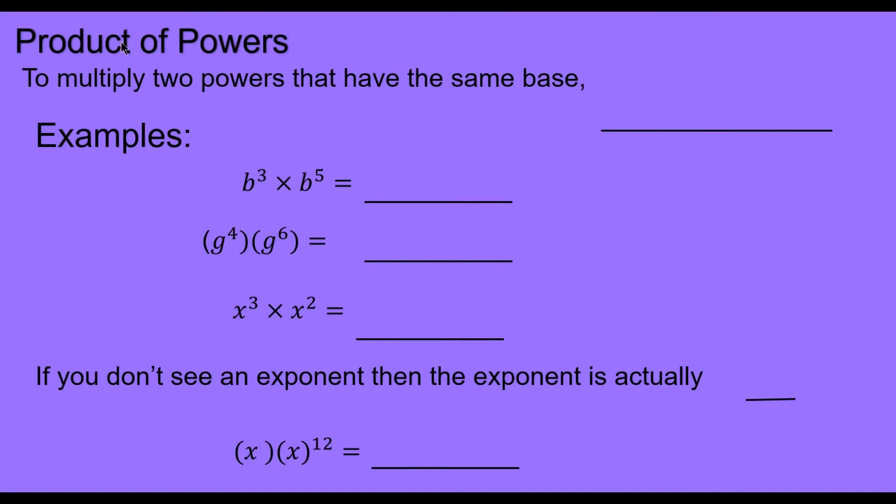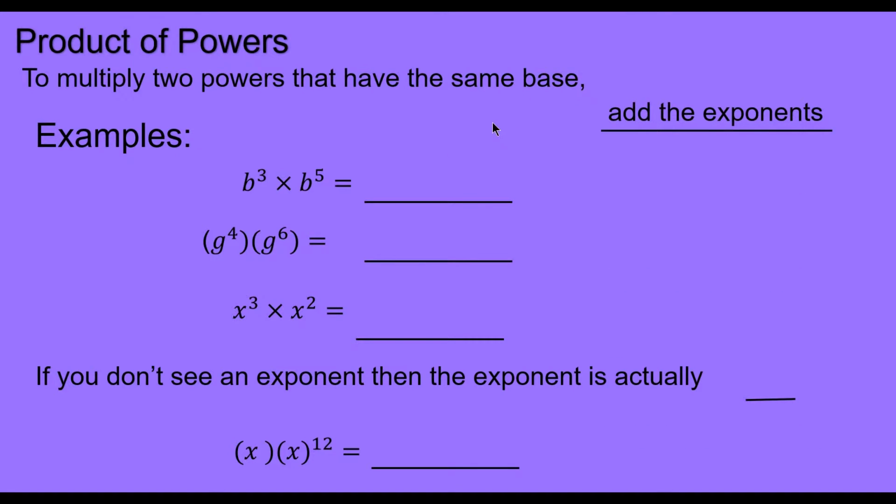The first part of this is going to be a quick review of multiplying monomials, or in this case, just if we were going to multiply two of the same variable, we would do what to them? We would add the exponents.